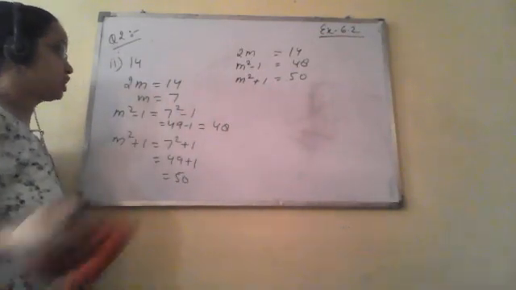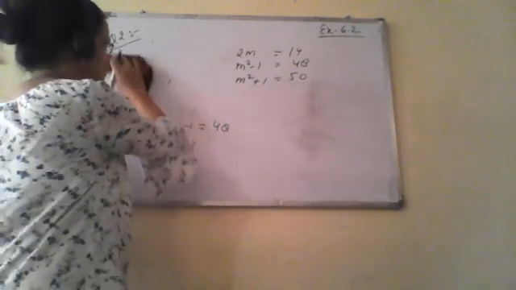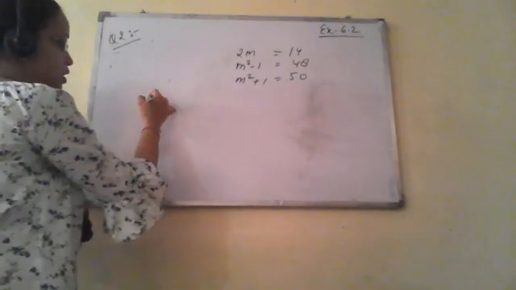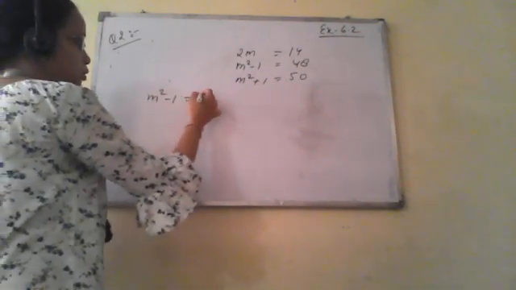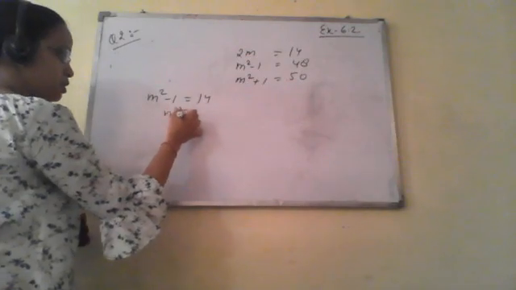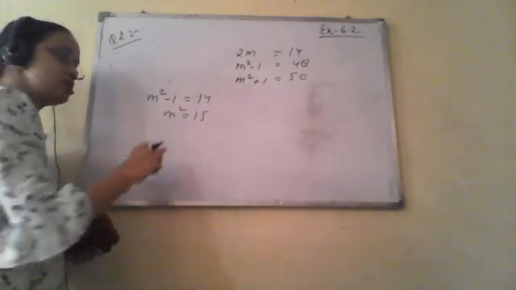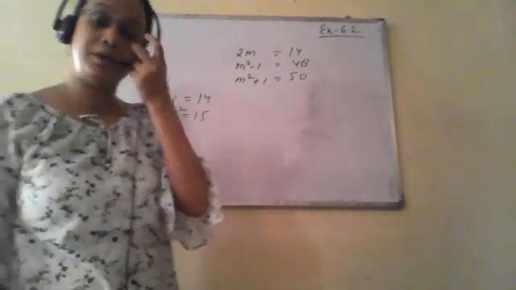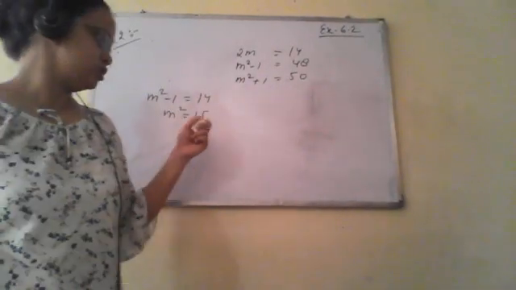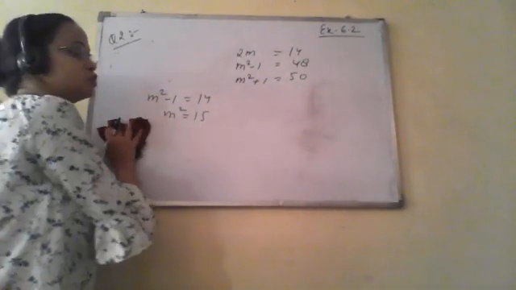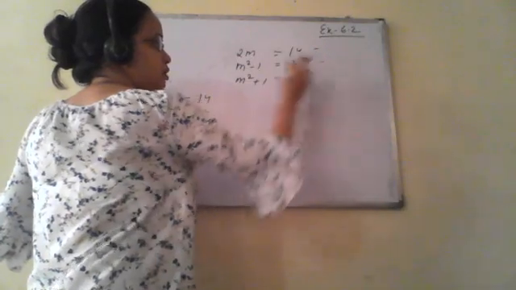See, if we check it with m square minus 1, if we put it equals to 14, then m square will be 15, and for this m, this number should have been a perfect square. Okay, so this cannot be true. So the triplet is 14, 48, 50.